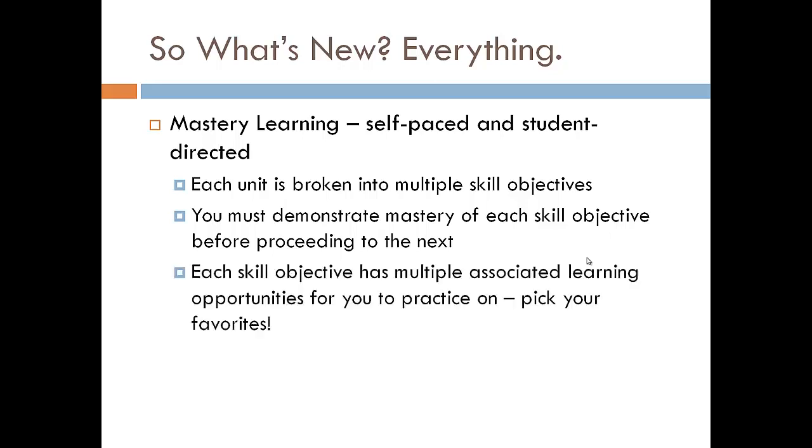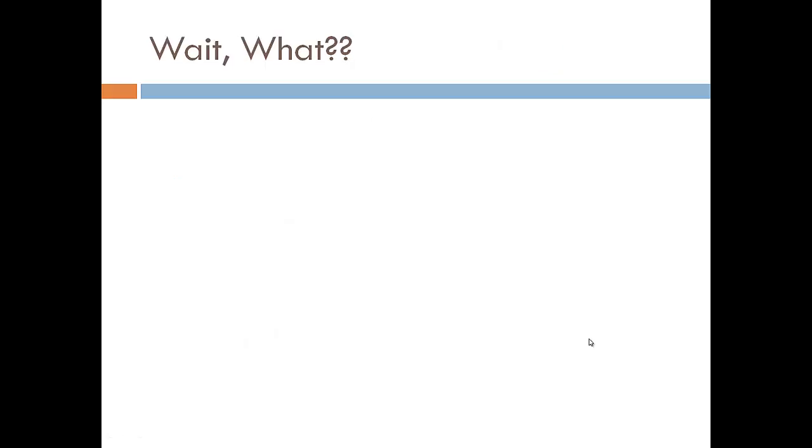Now, these skill objectives have different ways that they can be mastered, and these are called learning opportunities. Each skill objective has multiple learning opportunities that you can choose from. I do believe that everyone in this classroom will be learning new things, and therefore you do need to complete at least 3 learning opportunities per skill objective. What? I know this is getting confusing already, so let's try and break this down a little bit.